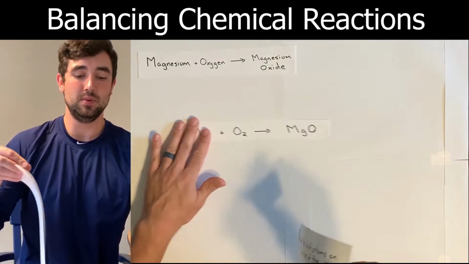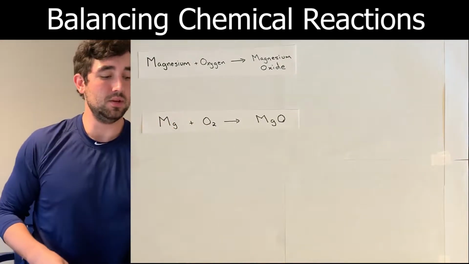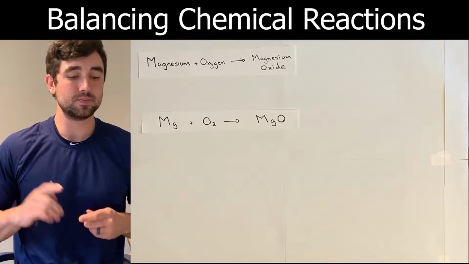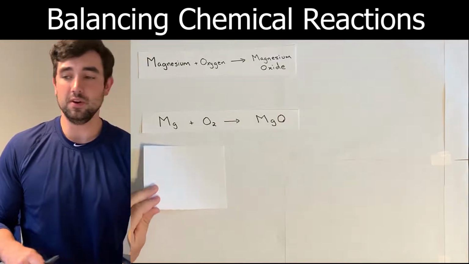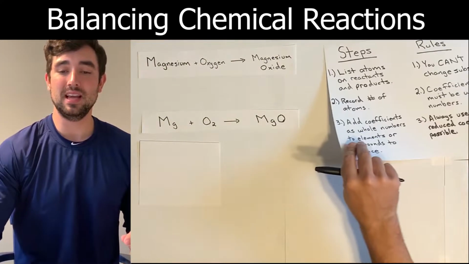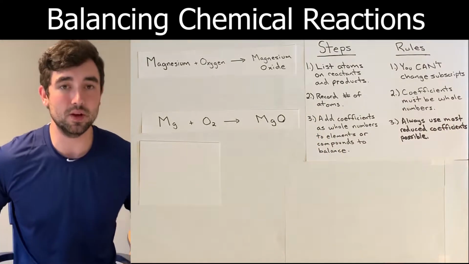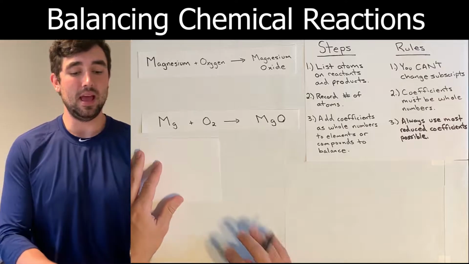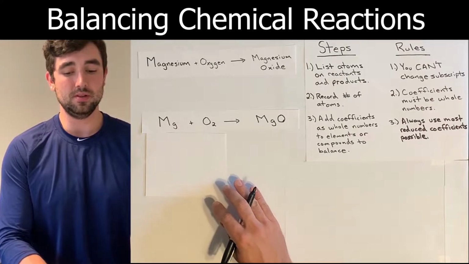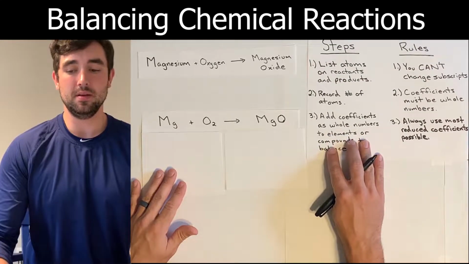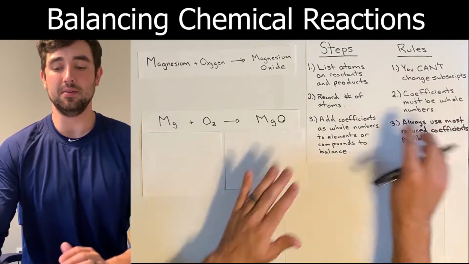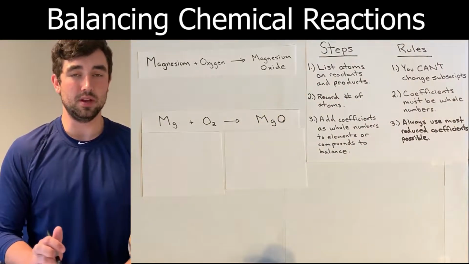So the first thing we're going to need to do is get out our example. So we have Mg plus O2 yields MgO. I want to be able to first, and I'm going to put down steps and rules here in the top right, and I'm going to leave those on the screen for the rest of this video. So now I have Mg plus O2 yields MgO. Step 1 is going to be list the atoms on the reactants and products.